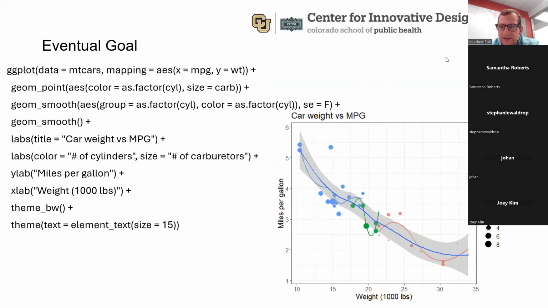And then lastly, this here is our eventual goal. You can see a plot here at the bottom right, car weight versus miles per gallon, on the X and Y axis, where we color by number of cylinders and have dot size by number of carburetors. This isn't a good plot. I think it has too much information, but I've made it our eventual goal during this presentation to make this plot because I think it just kind of demonstrates the complexity of ggplot.